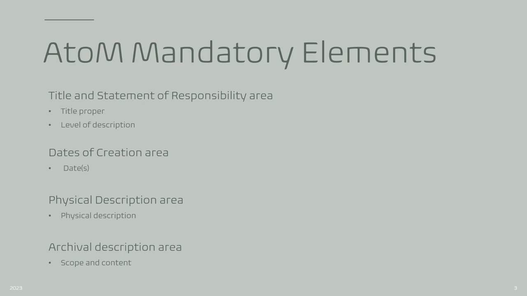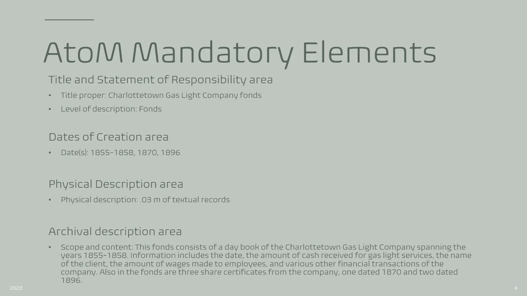AtoM only has a handful of mandatory elements. These are title proper, level of description, date or dates, physical description, and scope and content. Here's a slide showing some examples of those mandatory elements. In this case, the title proper is the Charlottetown Gaslight Company fonds. It is a fonds level description. The dates are listed there on the slide. The physical description is 0.03 meters of textual records, and I've included the scope and content as well. There's really not that much information that's required to create this basic description.